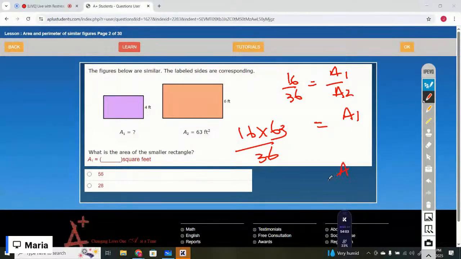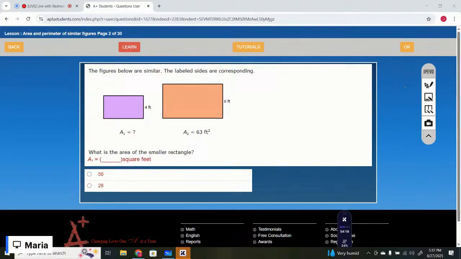When we calculate the area, we always have to calculate the squares of the corresponding sides, right? The sides are 4 over 6, so their squares are 16 over 36. Then you can form a proportion between their areas. So it would be 28. Option number 2 is the correct option.